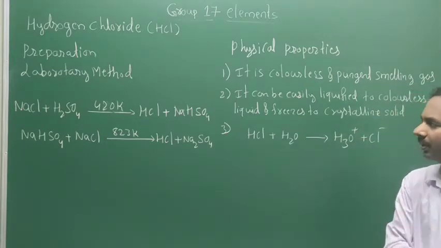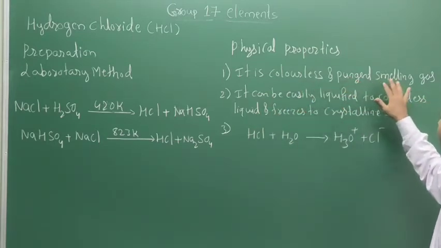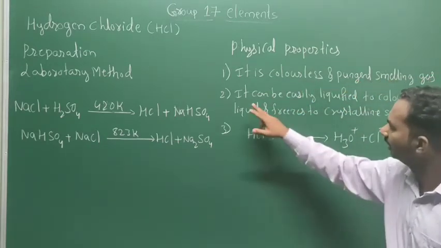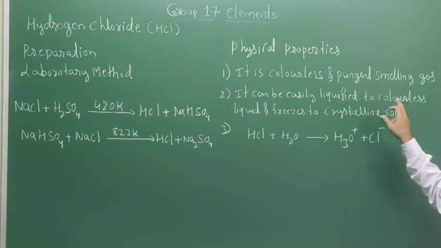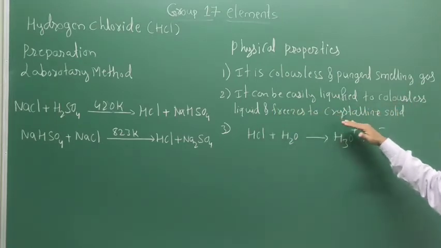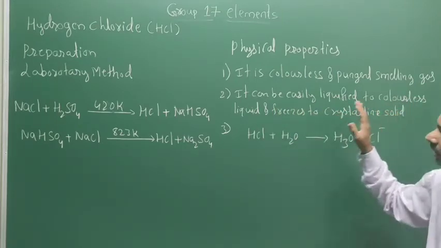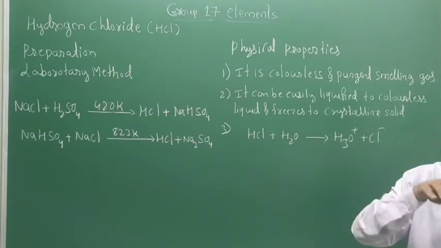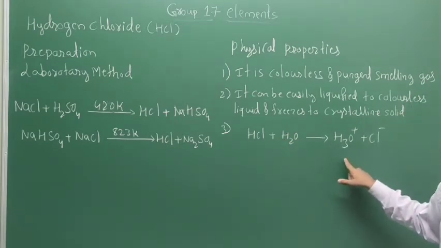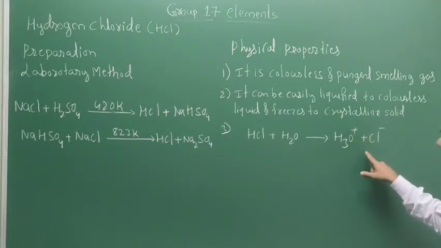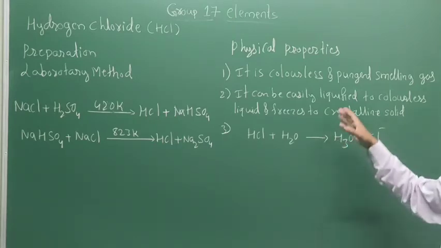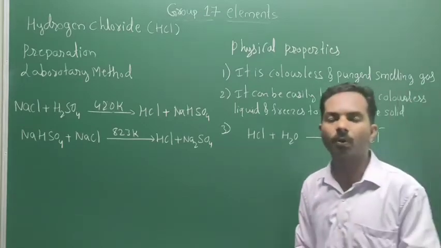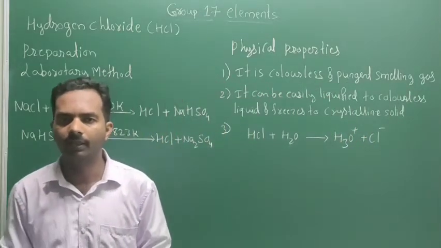So here first property is it is colorless pungent smelling gas. Second one, it can be easily liquefied to colorless liquid and freezes to crystalline solid. Third one, HCl dissolves in water to form H3O plus and Cl minus. So here this is about the physical properties of HCl.